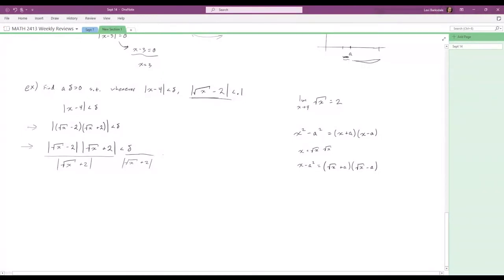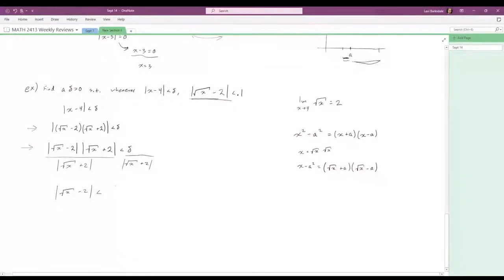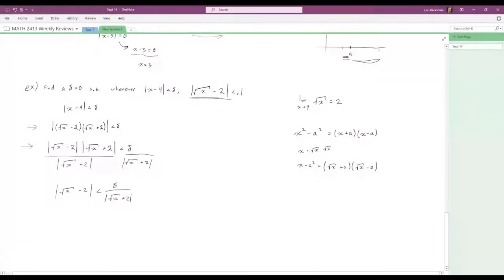Right? So that tells me, why do I keep writing square root of 2? The square root of x minus 2 should be smaller than delta over the absolute value of the square root of x plus 2. Well, this is actually where a bit of tricky stuff comes in.